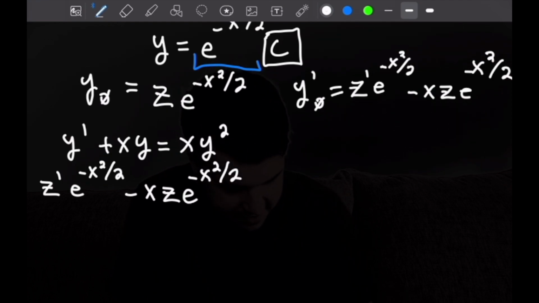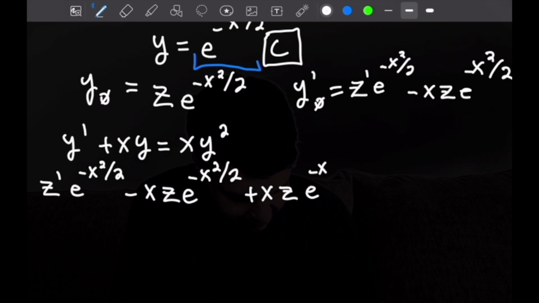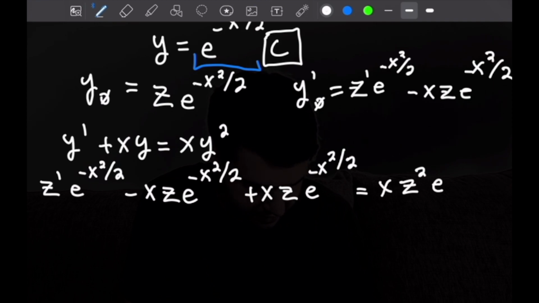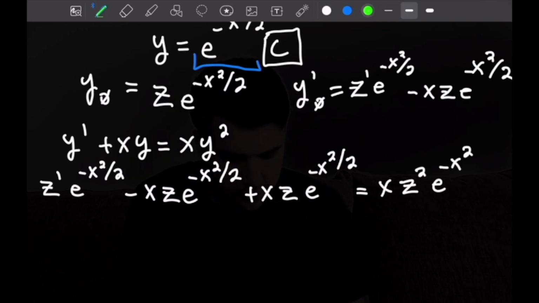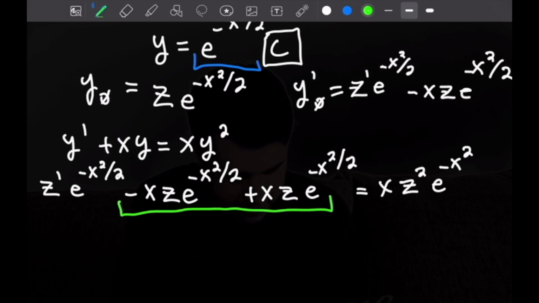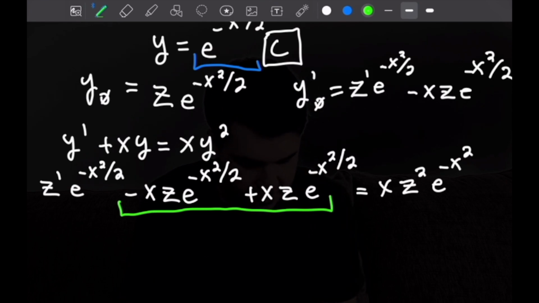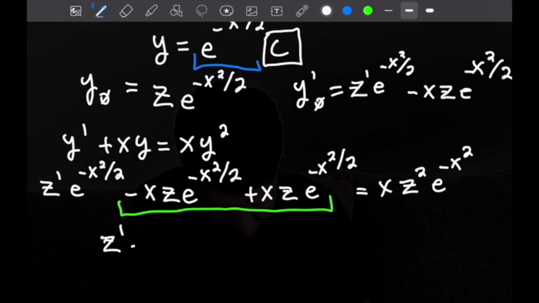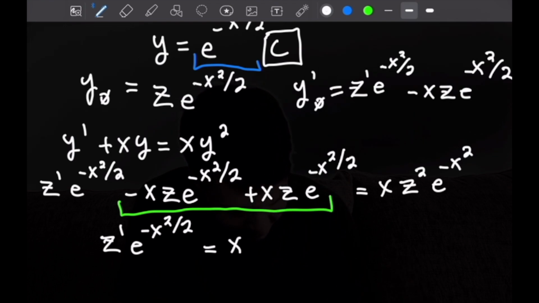And then we have plus xy, so we'll get plus x times our definition for y, which is z times e to the negative x squared over 2. And that's going to be equal to x times y squared, which is going to be equal to x times z squared times e to the negative x squared. Now, if you did your substitution right, you should notice that you have cancellation on these middle terms, which in fact we do. So this negative xze term is going to cancel, and it'll leave us with the following differential equation. We will have z prime times e to the negative x squared over 2 is equal to x times z squared times e to the negative x squared.